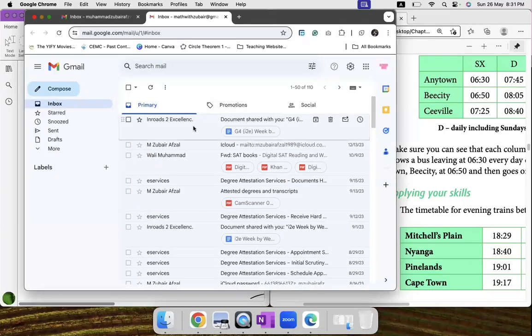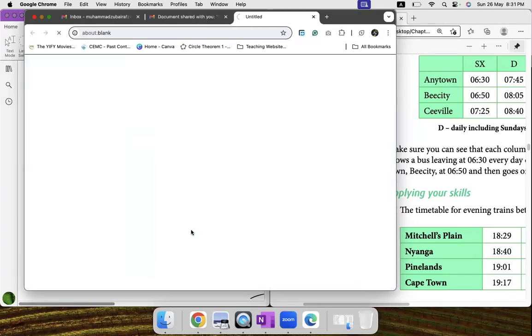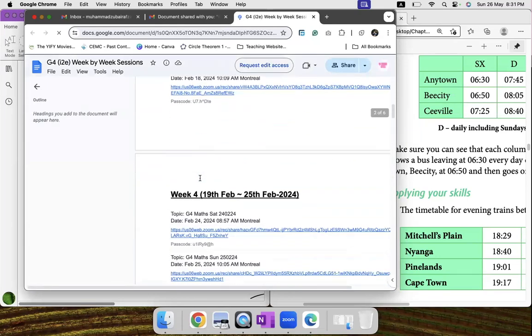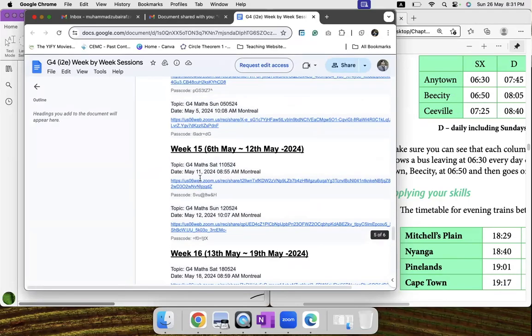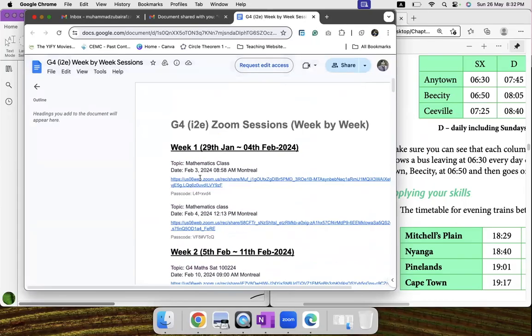Just like this. I have this email, and I just go through it, and then I can access all the recordings. Week one, first class, and all the links are here with the passwords. Wow. I did not know about that. If I share this with you, I think you won't be able to access it unless the administrator adds your email address. And I think you're already added, or maybe your father is added.